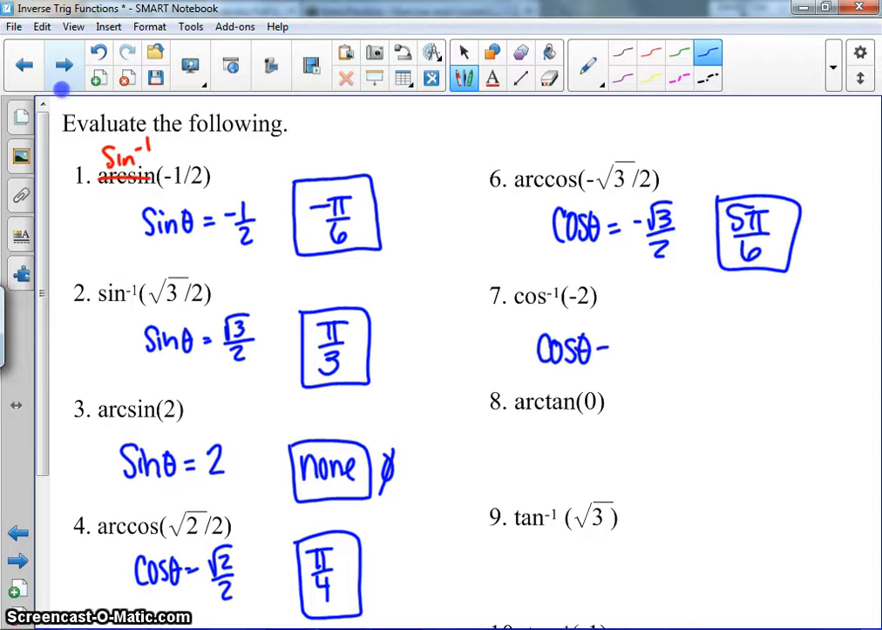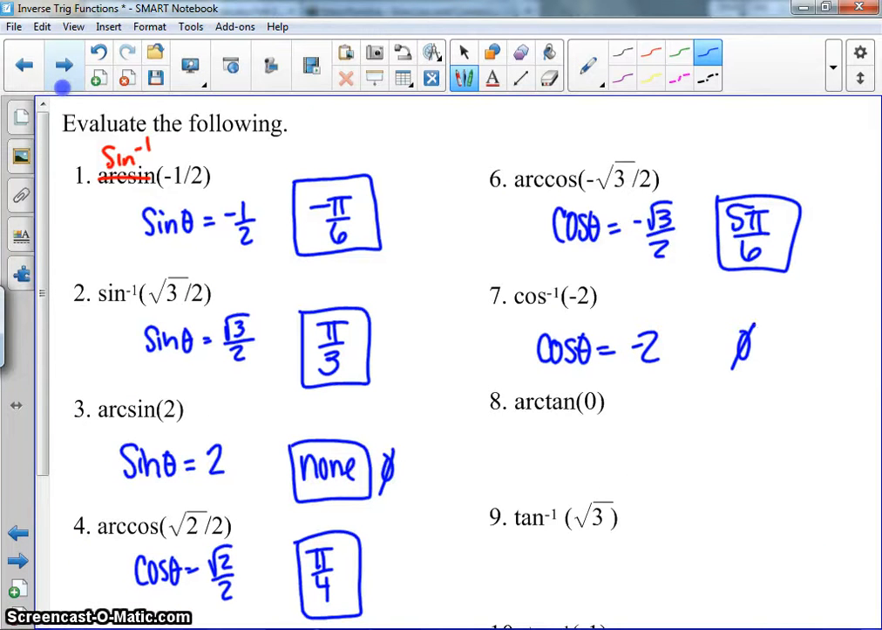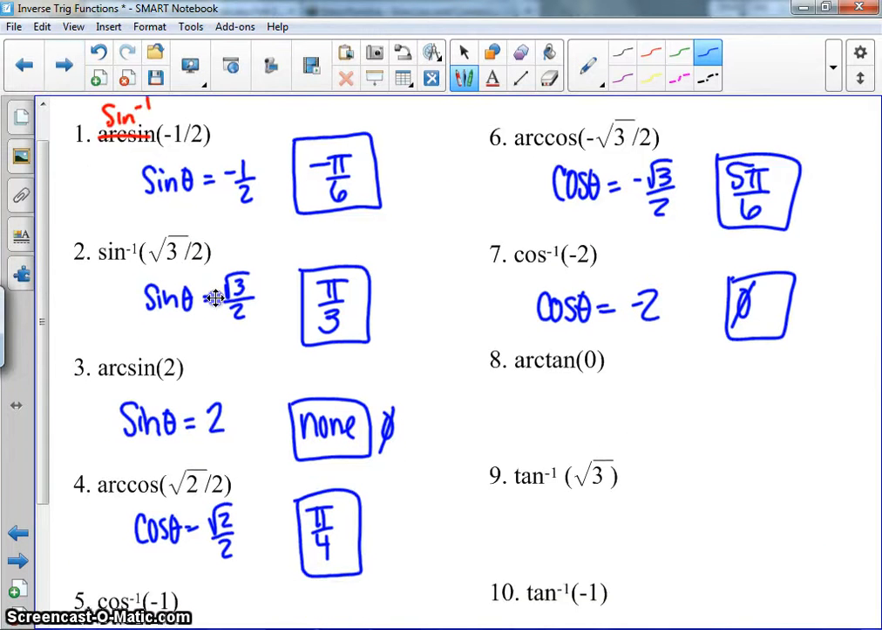So 5 pi over 6 is my answer here. This is saying where does the cosine equal negative 2? So x, where does x equal negative 2? And that's never going to happen. So this is another no solution or none answer.